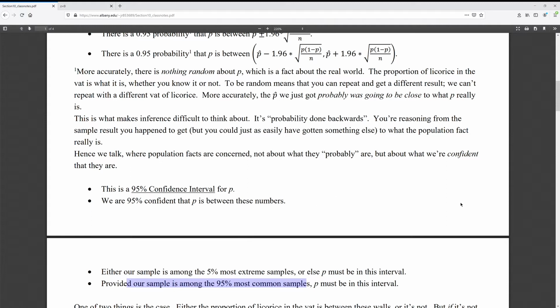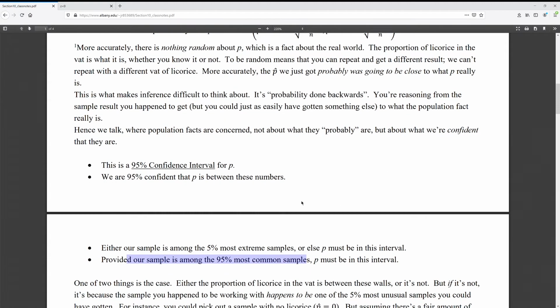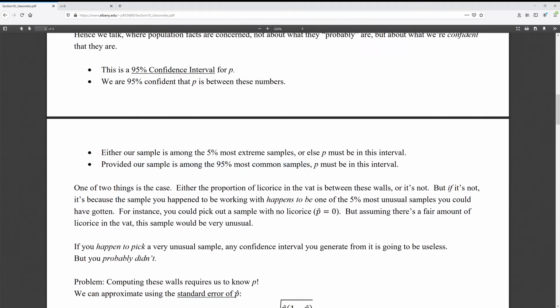If it happens to be one of the 5% outlying samples, tail, tail, 2.5% either way, then the walls it generates will not contain p. That's what it means to be 95% confident about something. We'll summarize it as we go. Maybe I should say it one more time.